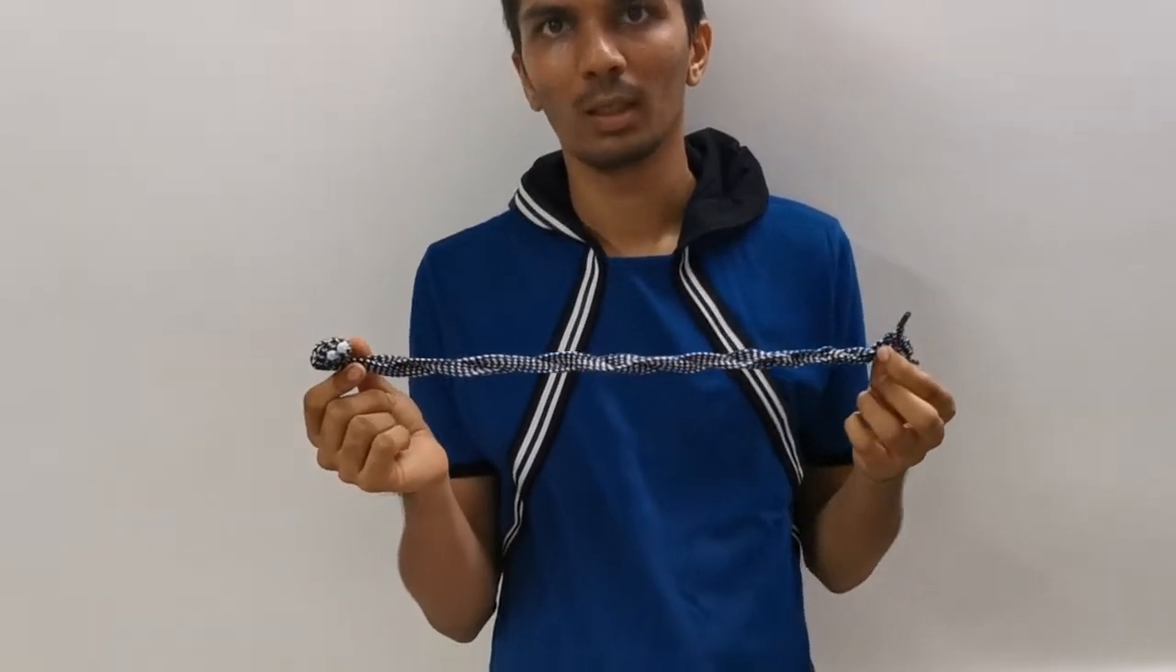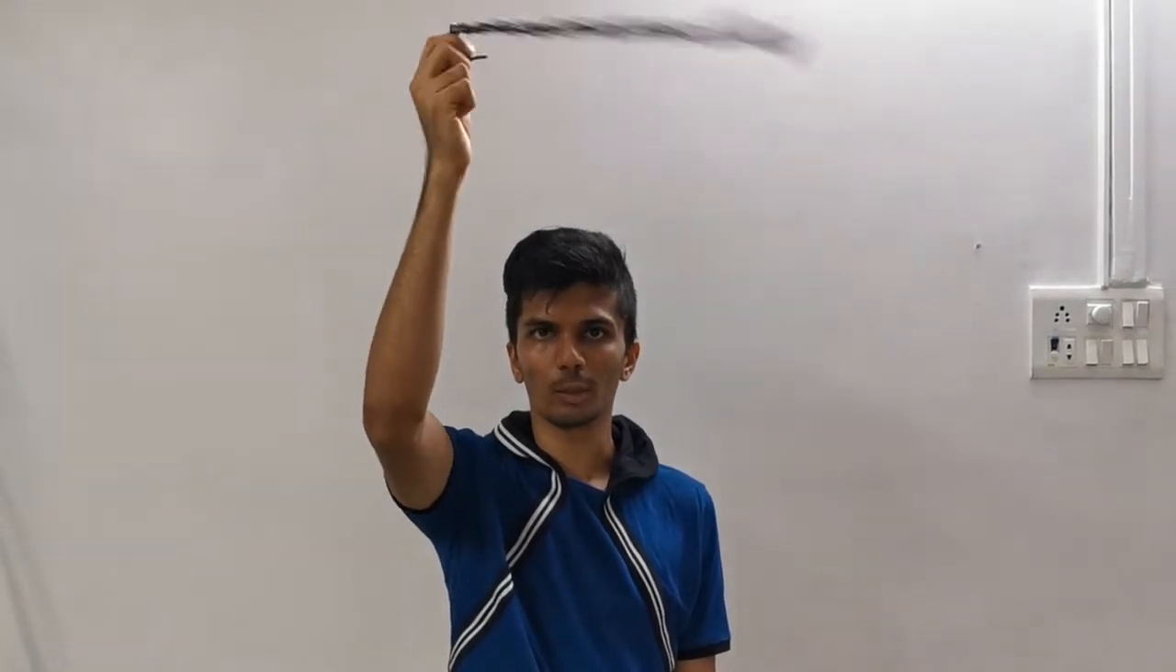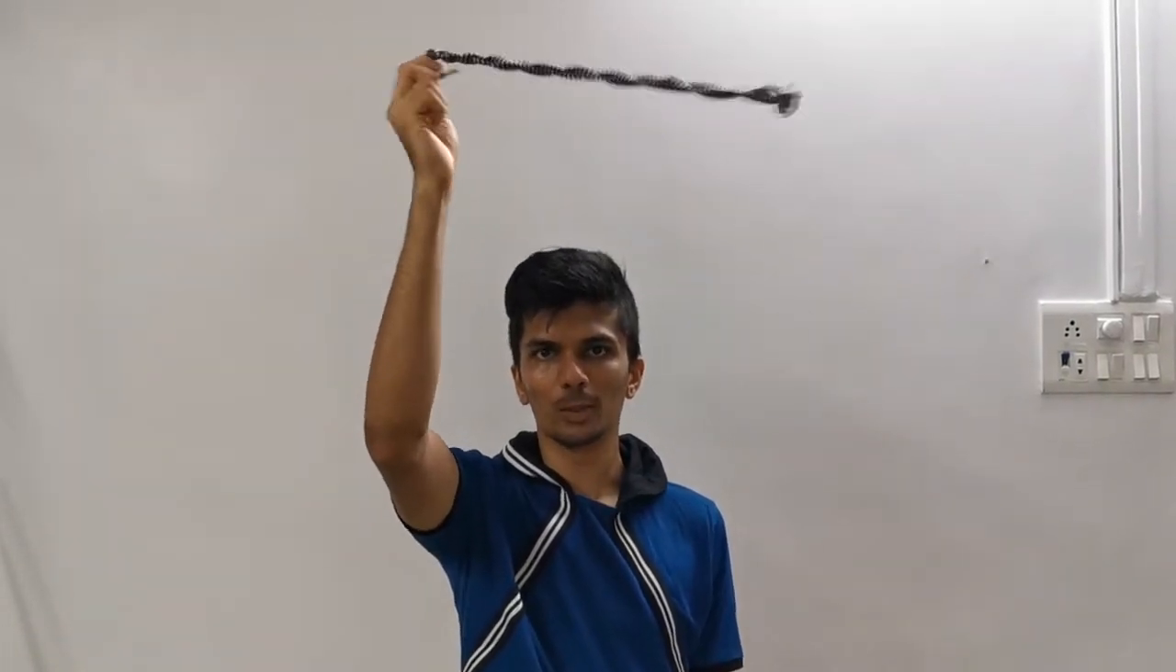So this is a string and we have tied an object to its end, as you can see. Now I am rotating the string in my hand. The object is trying to fly outwards, but my hand is preventing it. But what if the string breaks suddenly? It will fly outwards.